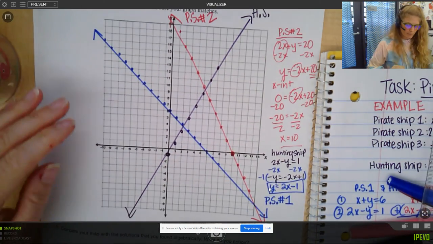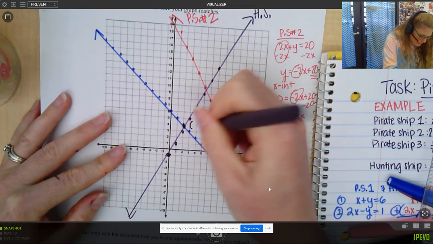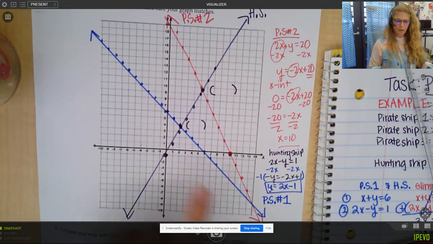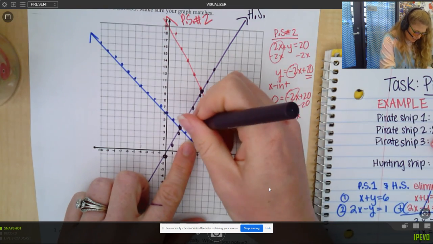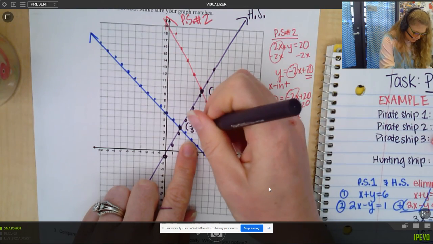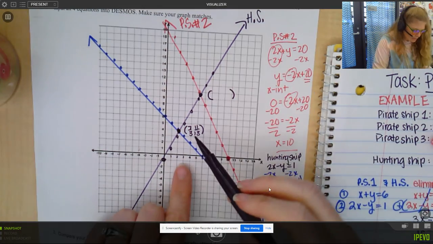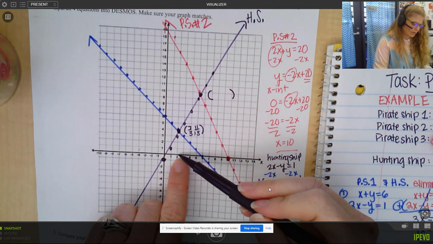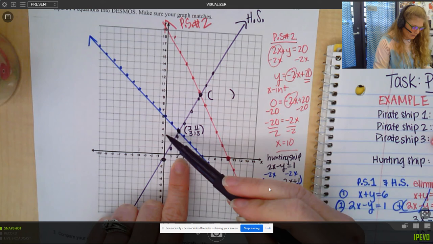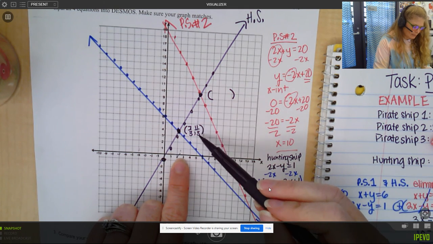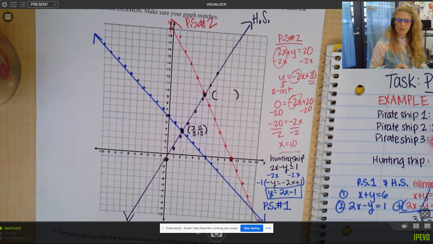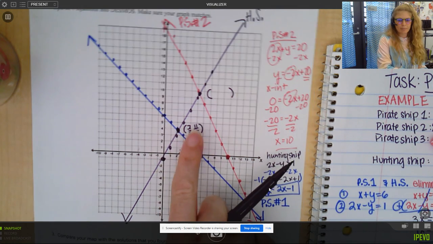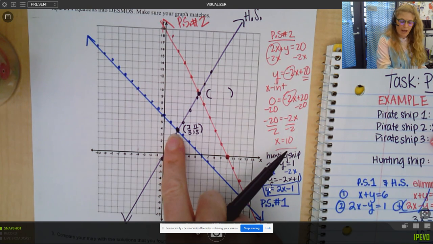And of course, from before, I can label the mines with the coordinates that I found. So I found the coordinate for pirate ship 1 and my hunting ship to be 7/3, 11/3. And so here, notice it is 7/3, 11/3. It looks like it's just past 2, and 7/3 is 2 1/3 for my x. And for my y, it looks to be between 3 and 4, and 11/3 is between 3 and 4. It's just a little bit more than 3, but less than 4. So that's really great, that I can make sure that the answer I found algebraically matches my graph.